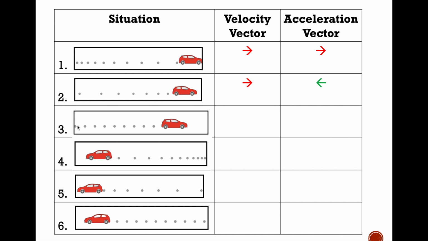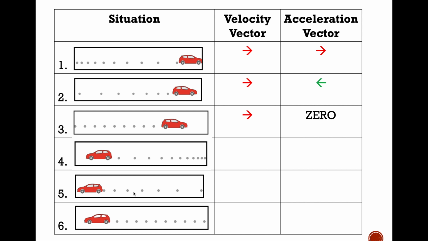Situation three, what if you're not speeding up or slowing down? You're just moving at constant speed while traveling to the right. Well, again, your velocity would be to the right. But in this case, since you're not speeding up or slowing down or turning, and since you can move at constant speed by your own inertia without a net force, then you're actually not accelerating at all, and you would have no acceleration vector.